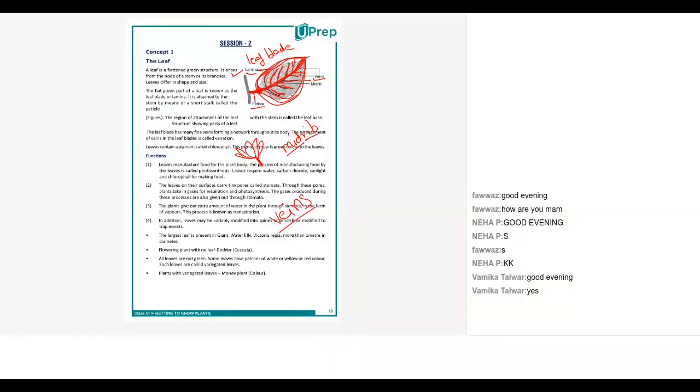Right? So just to recap, this is known as the leaf blade or the lamina. The stalk connecting the stem and the leaf is called the petiole, which extends further and is known as the midrib. And there are structures coming out from the midrib. It is known as the veins, right?